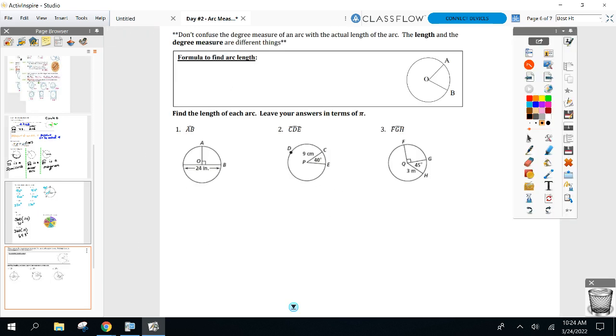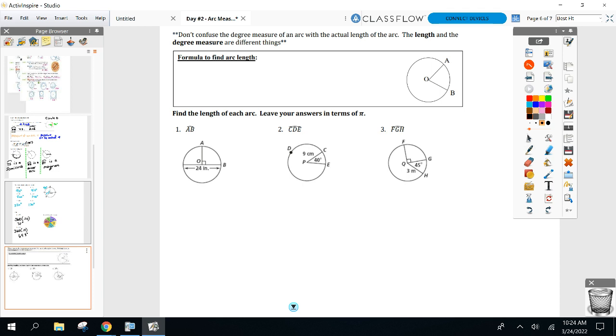You have the circumference formula. Now I'm going to show you a second formula for this unit, one of many I'll give you, for how to find the length. Everyone understand the difference now? Measure was how many degrees are in the arc. Length is how long is the darn thing. So how can I find how long the arc is?